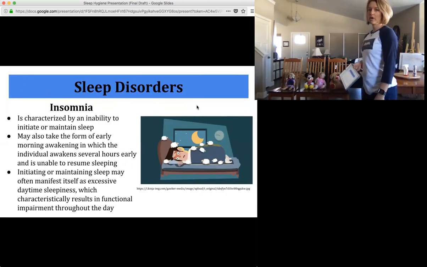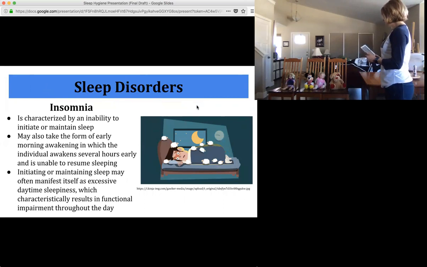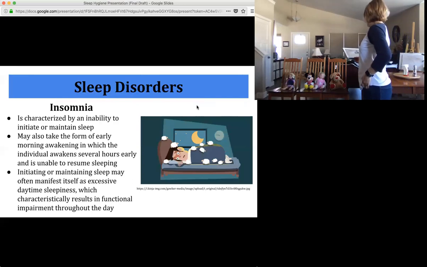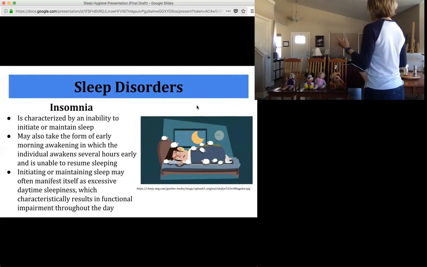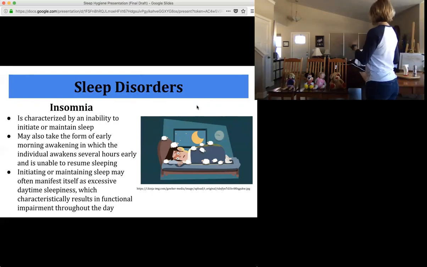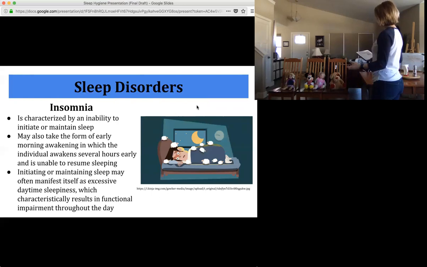So the first sleep disorder that we're going to go over is insomnia. And insomnia is basically described as an inability to maintain sleep. This may take the form of early morning waking, in which the individual wakens several hours earlier than you want to be up, and then you're not able to go back to sleep. Also, difficulty initiating or maintaining sleep may manifest itself in excessive daytime sleepiness. So by not getting your sleep at night, you're going to be more tired during the daytime, which can affect your work and daily living experiences.